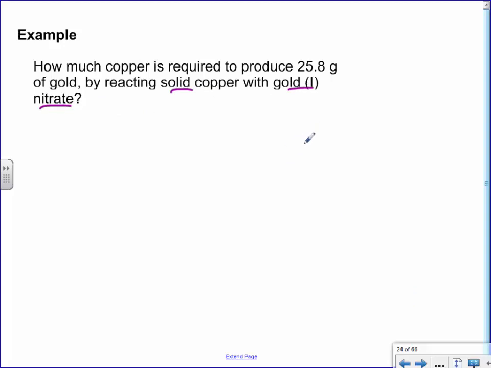So, thoughts? What's the first thing we probably need in order to proceed? Yeah, we need a balanced chemical equation. If we don't have a recipe to go off of, we're kind of stumped. So, if I were to take solid copper, and if I were to react it with gold 1 nitrate, that looks like this. Gold 1 nitrate, why don't I go with aqueous? I'm not actually sure whether it's solid or not, so I'm just going to take a stab at it being aqueous. What kind of reaction is this?